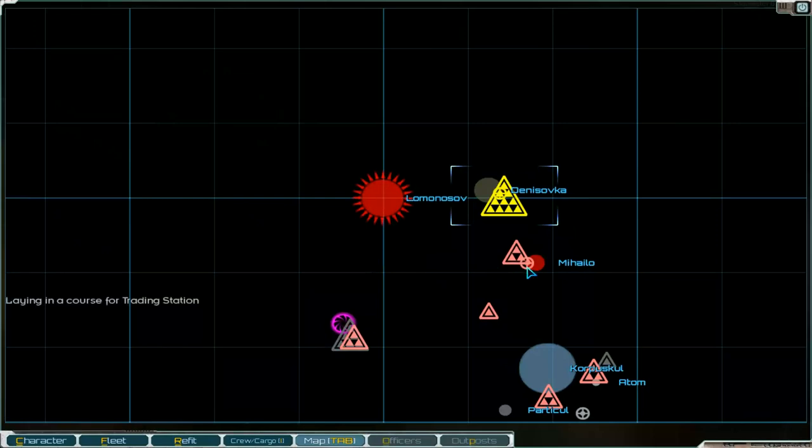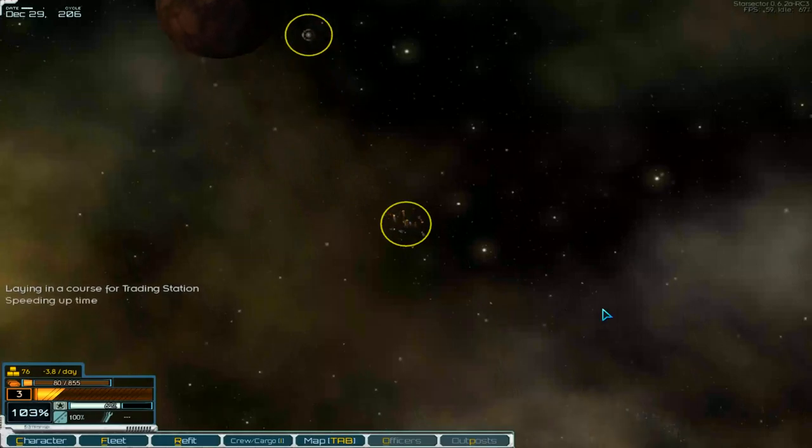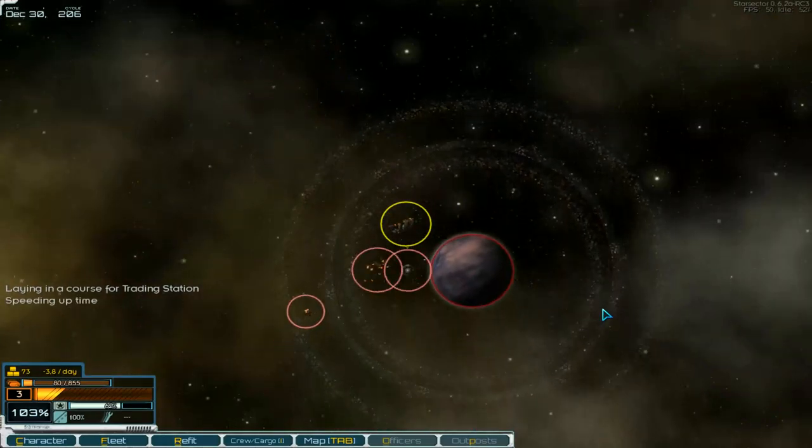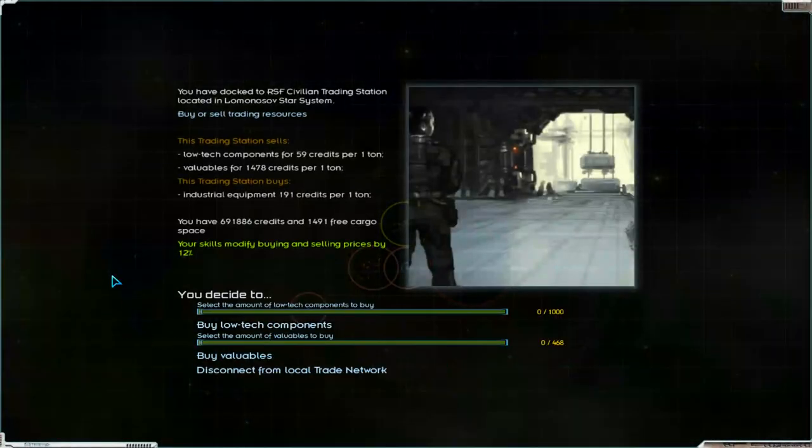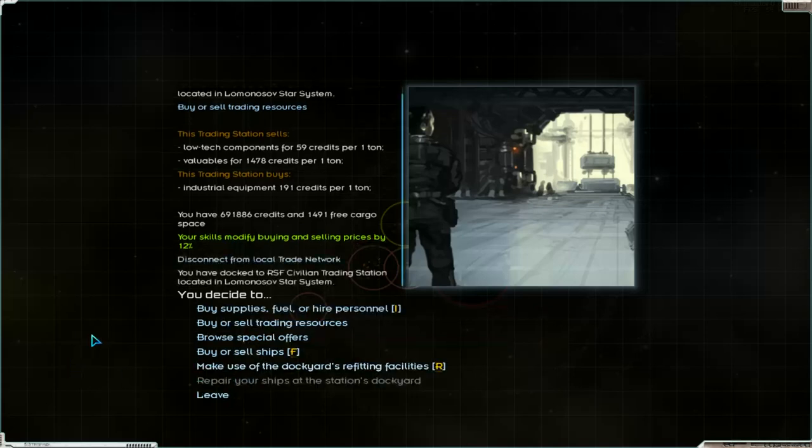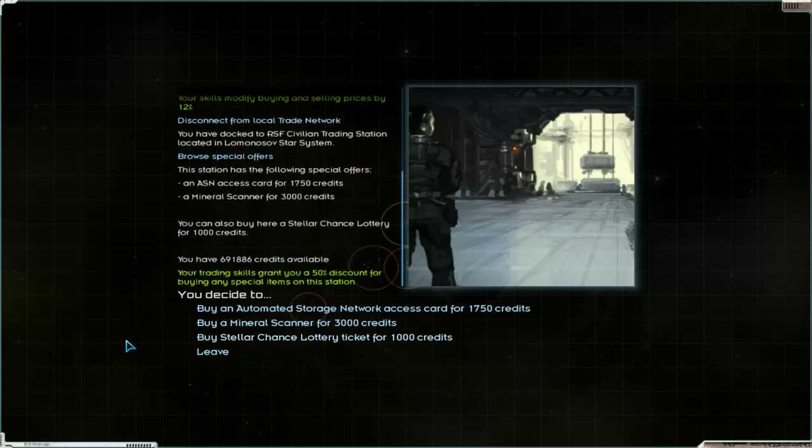to the station over here, trading station, okay. Go this way and buy, okay, low tech components we can buy. They have produced at our own station factory. Okay, they buy industrial equipment. Yeah. Disconnect. Special offers. Mineral scanner and okay, the ticket.